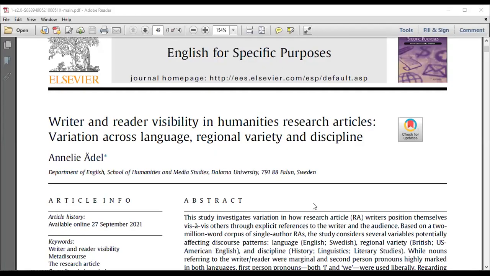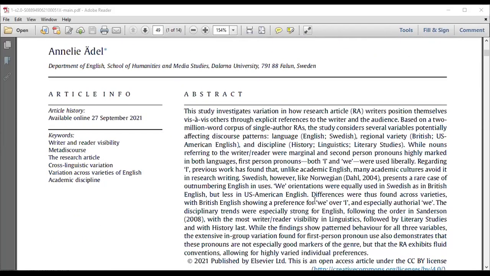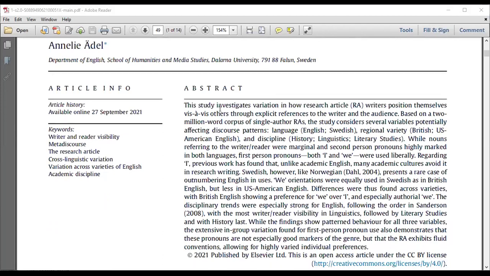Okay, can you look at this? So, this study investigates variation. This is the purpose. This is very clear that this is the purpose. This study investigates variation in how research article writers position themselves vis-a-vis others through explicit references. So this is the purpose. Move 2. Based on a 2 million word corpus. This is the method. This is very clear.